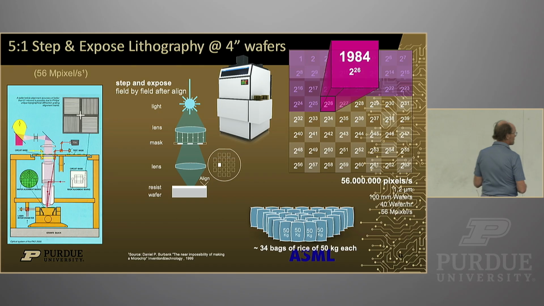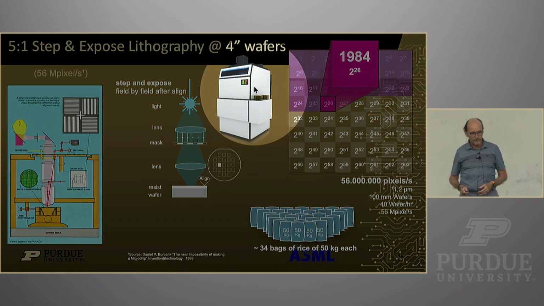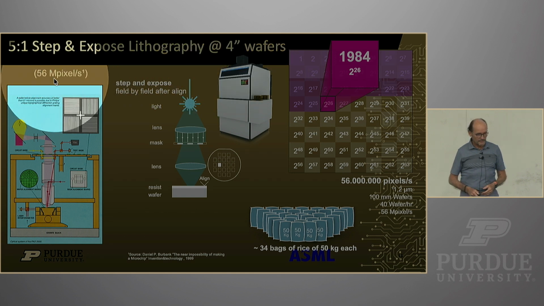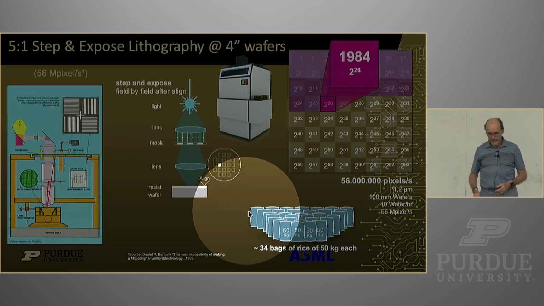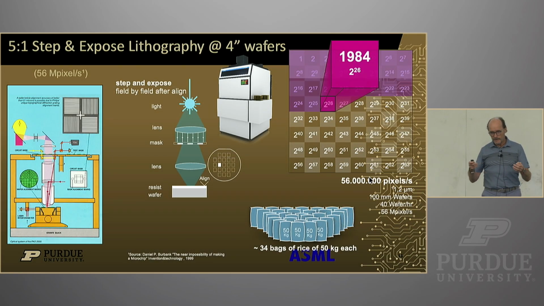And the next step was, let's do reduction lithography. That way we can still have large patterns on the mask, but if we reduce now, we can fit more onto the wafer. And we scaled from 3-inch wafers to 4-inch wafers, 5-inch reduction lithography, and now we were able to transfer already 56 million pixels per second, 1984.